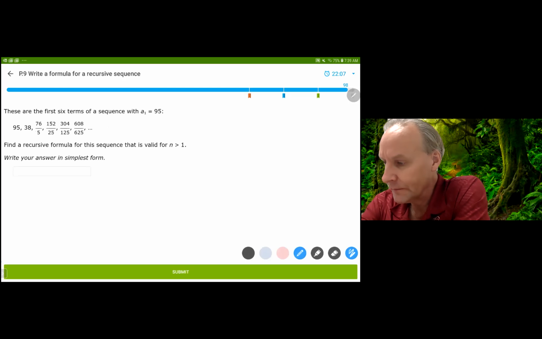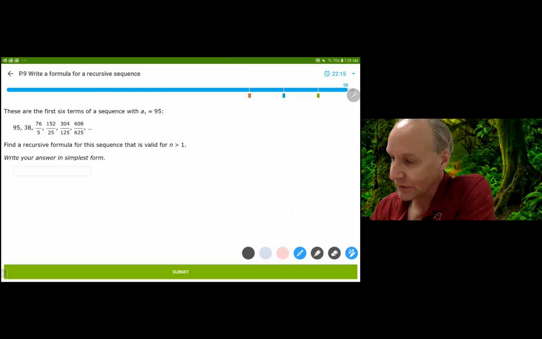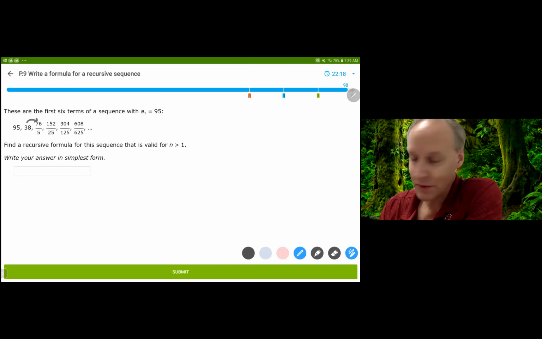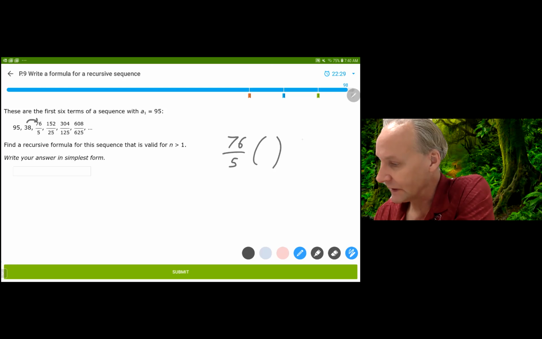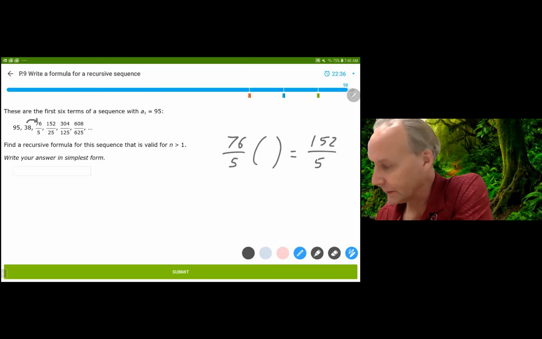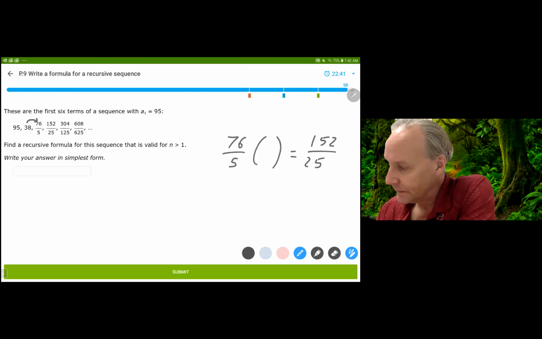All right, maybe 2 more. Looks like 2/5. Now, how did I do that so fast? Because 38 is getting multiplied by 2 to get to 76. But I also have a 5 in the denominator, so I know it's 2/5. But here's another way to tell. I've got 76 over 5, and I want to have a multiplier, and I'm going to get 152 over 25, sorry. I multiplied the numerator by 2. 76 times 2 is 152, and 5 times 5 is 25.